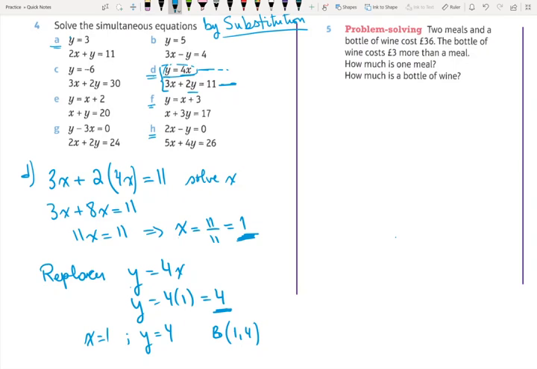Example, let me substitute them. y is 4 and you replace the value of x, which is 1. So 4 equals 4. It satisfies the equation. And for this one, 3 times the value of x, 1, plus 2 times the value of y, 4. Is it equal to 11? So 3 plus 8 is 11, which is right. This is what we mean by satisfying the system of two equations.